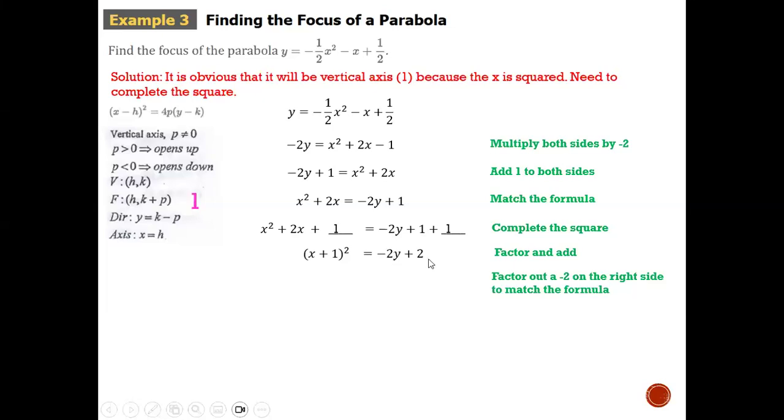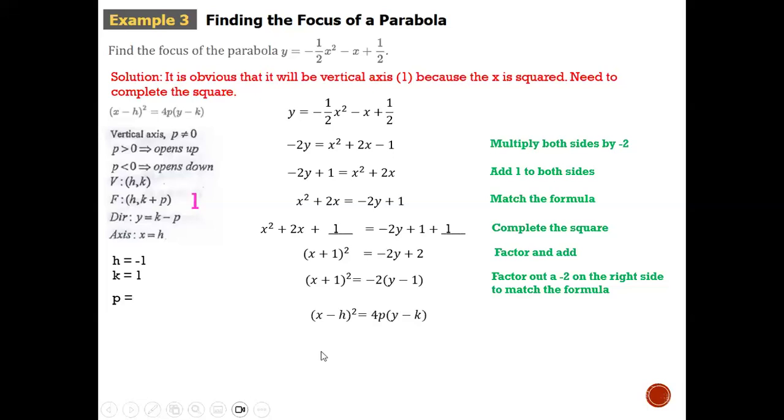On the right side, just factor out a negative 2 so that it looks like this form over here. So now we have our x plus 1 squared equals negative 2 times y minus 1. So now we get a lot of information. The number with x is our h, opposite sign though, so it's negative 1. Number with y, opposite sign, is k. So I have my h and my k. That is my vertex.